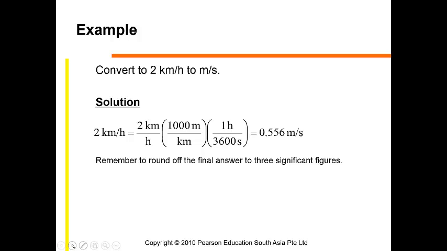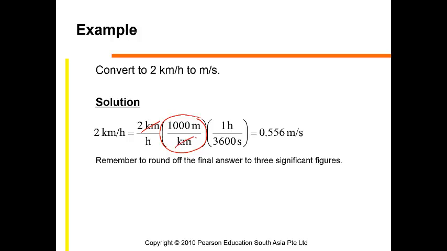For example, let's convert 2 kilometers per hour to meters per second. In order to change kilometers per hour, we need to multiply by how many meters there are in a kilometer and convert the per hour to seconds. So 2 kilometers per hour we multiply by 1000 meters. This is meters per kilometer.